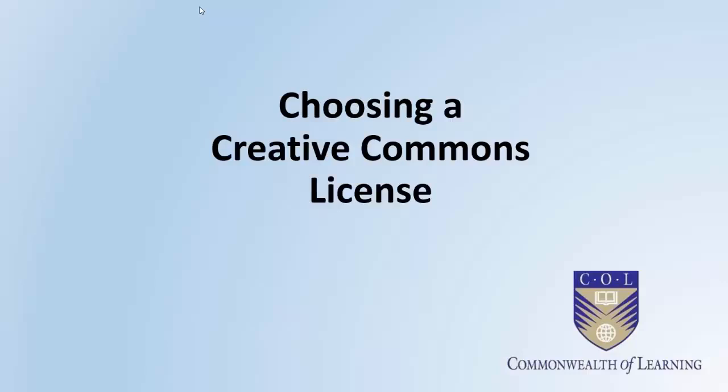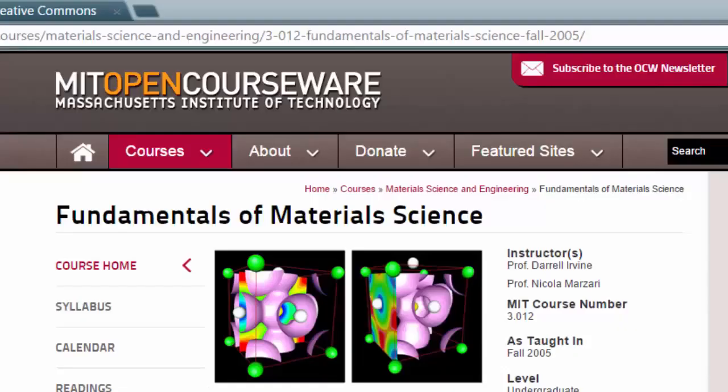Welcome to the short video on choosing Creative Commons licenses. This video will run through the process of choosing an open license for a new resource using the Creative Commons license generator. Have you seen those Creative Commons license plates that appear at the bottom of OpenCourseware pages?